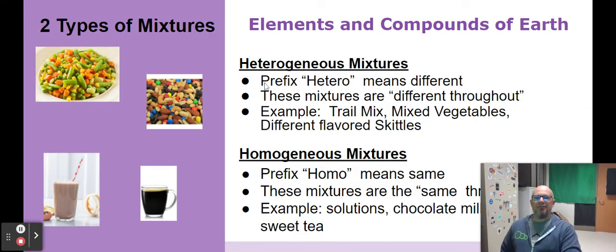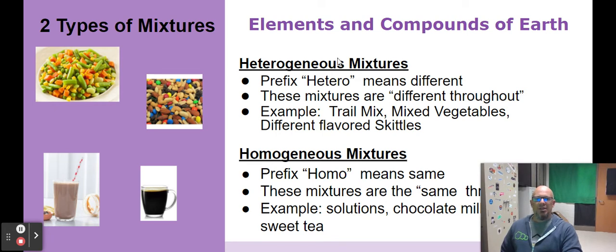And so we've got two different types of mixtures. We're going to start with heterogeneous. We already know this prefix. We just use it in a different context most of the time. But hetero just means different. And so if you see that prefix on something, it means that it's different.